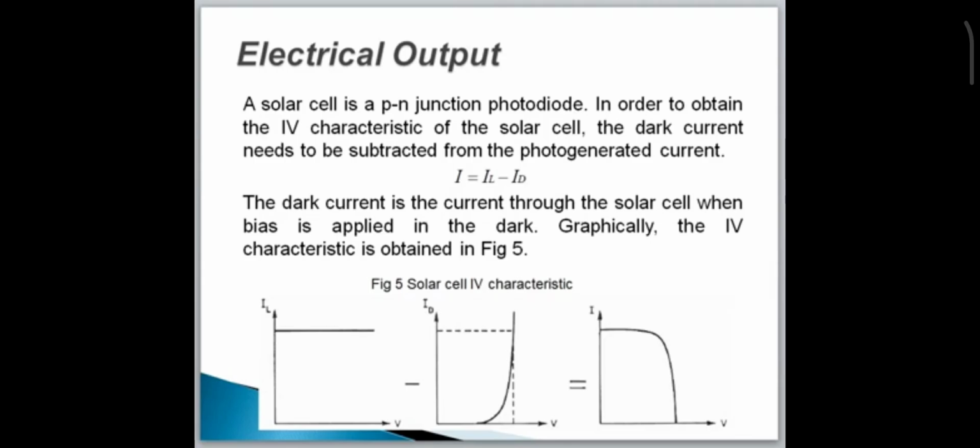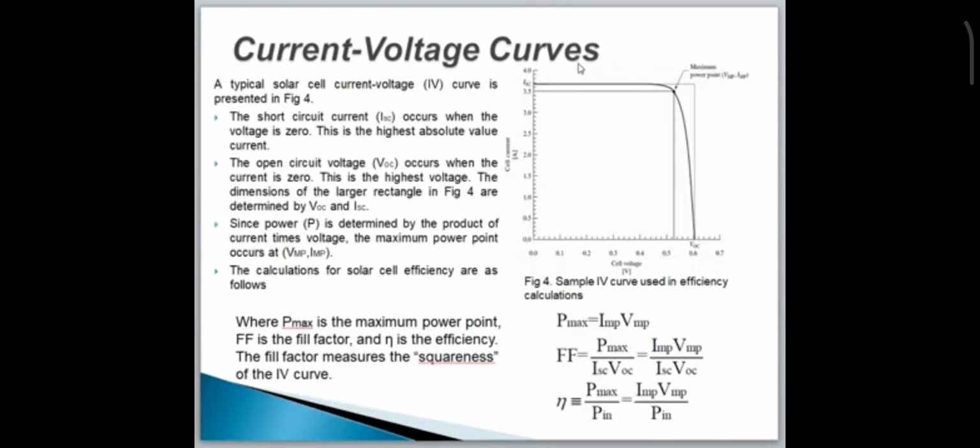Graphically, I have shown the electrical output of the single junction solar cell. This one is the IL, the light current, and this is the dark current. I have subtracted the value of the dark current from the light current to find the final value. In the previous slide, I showed the current voltage characteristics of the single junction solar cell like that. This is the one I am talking about: the final value of the current after subtracting the dark current.